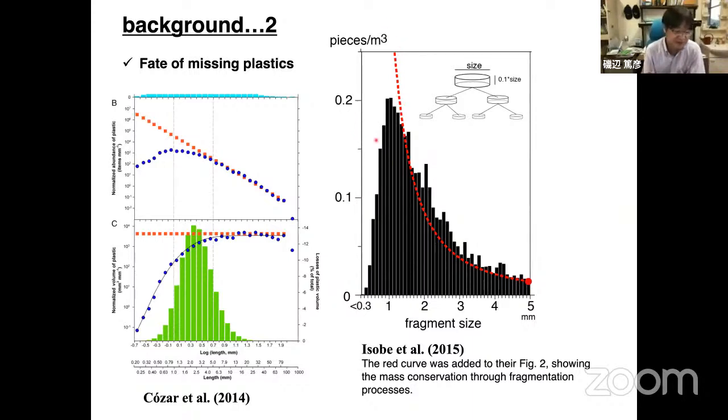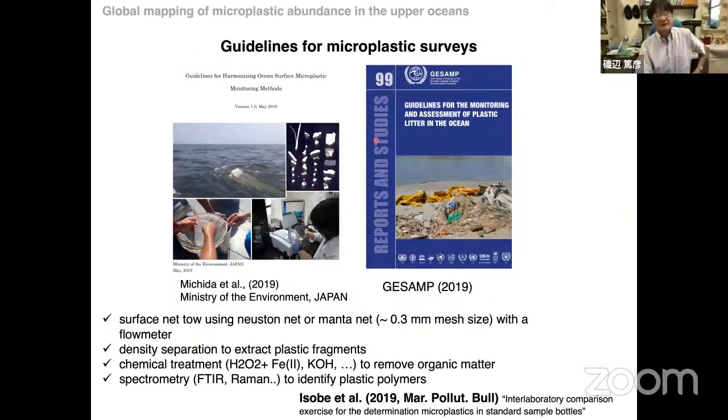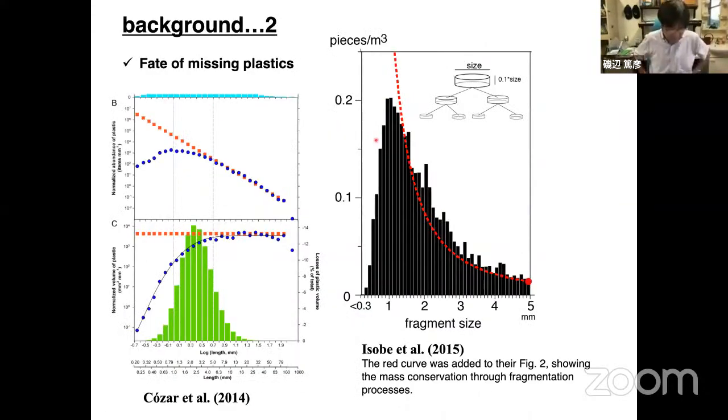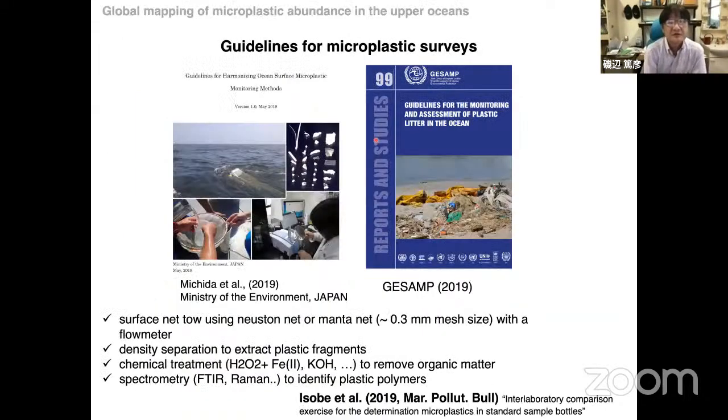So this missing plastic may be removed from the upper layer and, as I will show later, this probably settles down to the abyssal ocean or is absorbed into the sandy beach. Anyway, it's removed from the upper oceans. So we try to understand, by using a numerical model, the fate of this missing plastic. This is our latest work. First, I'd like to talk about the global mapping of the microplastic abundance in the upper oceans.